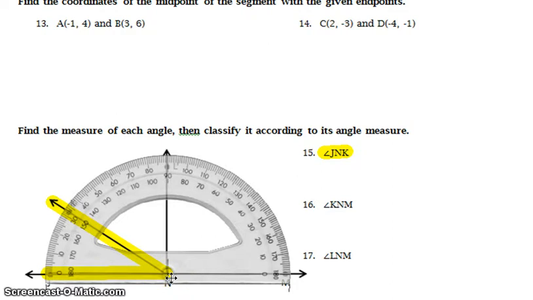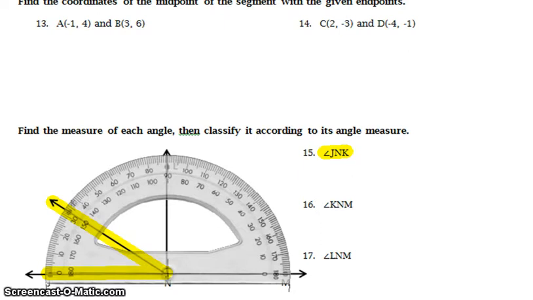Now, this crosses at two different measurements. Notice the numbers up top go increasing this way, whereas the numbers on the bottom are decreasing. So it looks like it may be 32 or 148, or somewhere around about that. So the question is, which number do I use? Well, look at the angle itself that's highlighted in yellow. This angle is acute. So if you remember, acute angles must be less than 90 degrees, which means I must use the 32 degree measure, not 148 degrees.